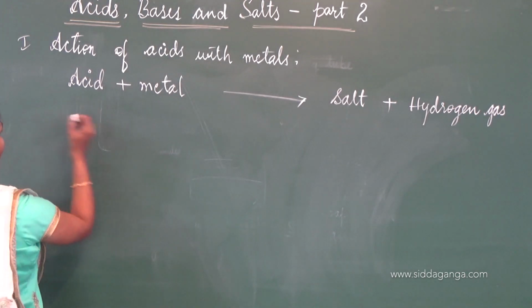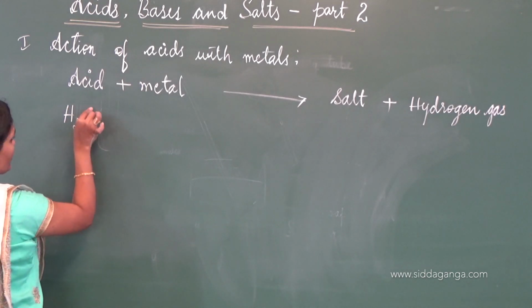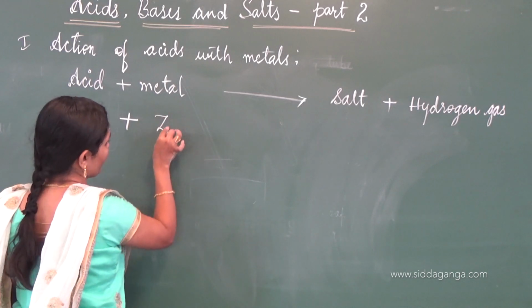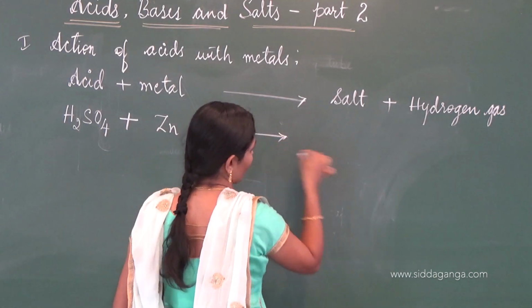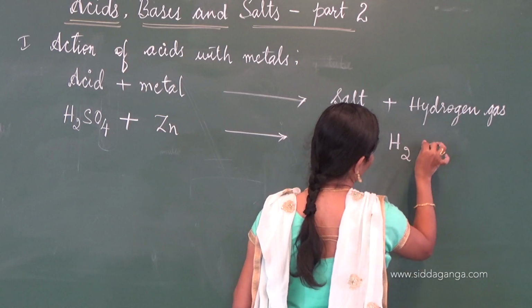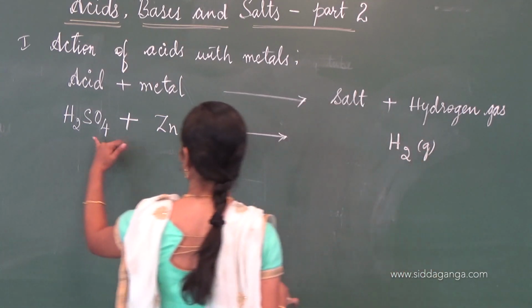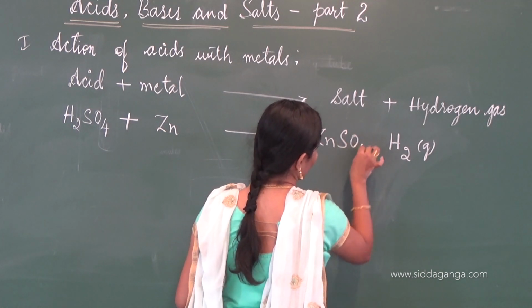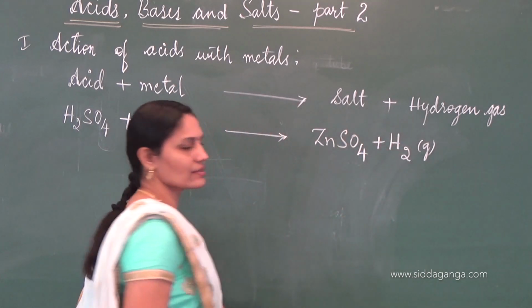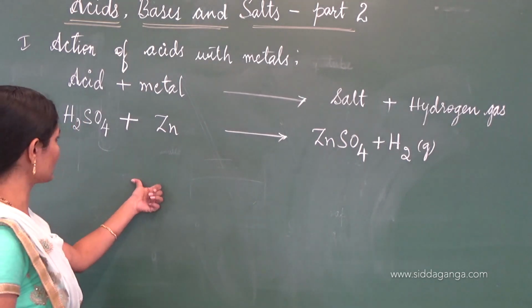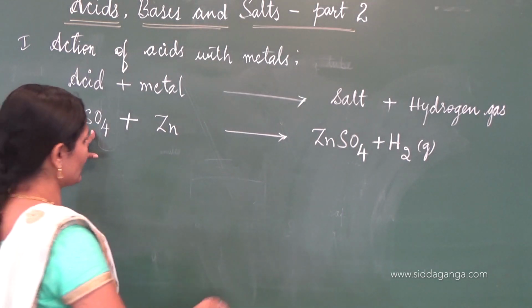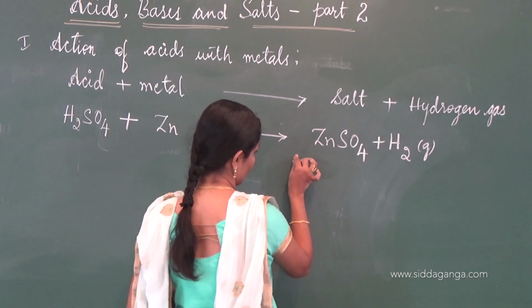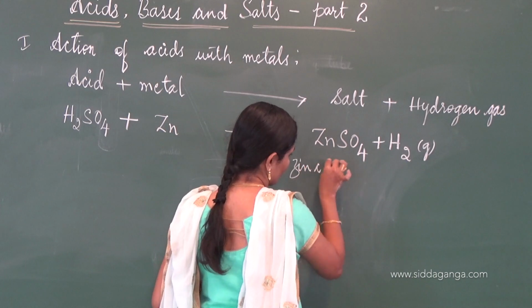In the activity, we took dilute sulfuric acid, that is H2SO4, and the metal taken was zinc. Now we know that hydrogen gas will be evolved, and along with that the salt is supposed to be ZnSO4, that is zinc sulfate. Check whether the equation is balanced. H2SO4 and Zn all are balanced. The equation is balanced, and this is zinc sulfate.